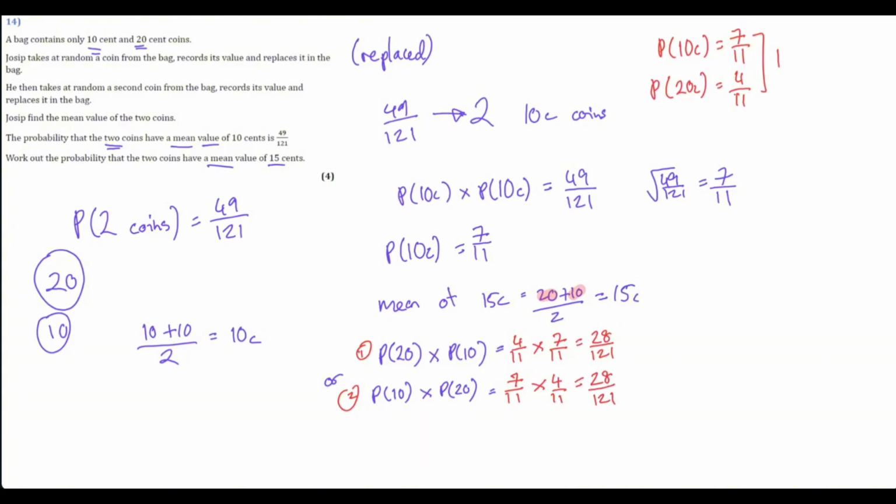So do remember there are 2 ways in which we can get 20 and 10, not just one way. And then, if you remember the OR rule, we always add. Because there are 2 different routes, we add these probabilities together. And if we did that, we get 56 over 121.